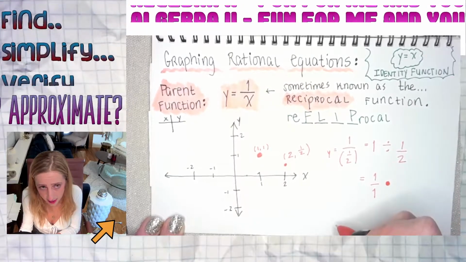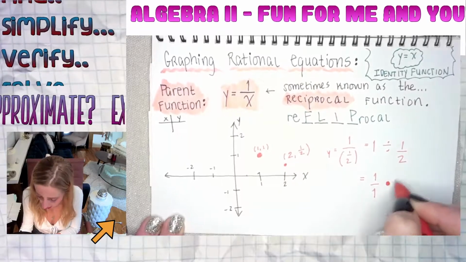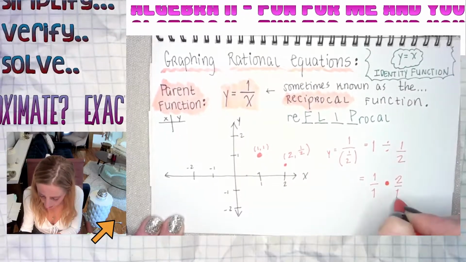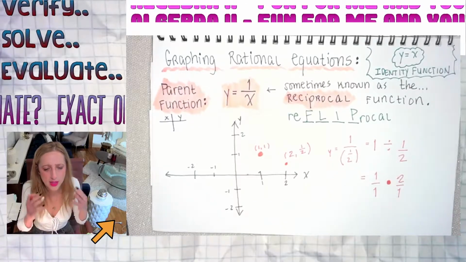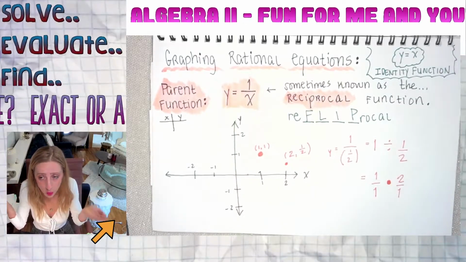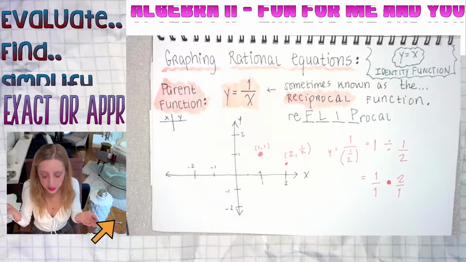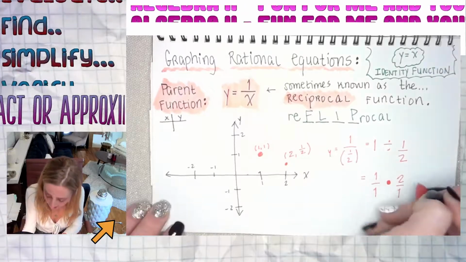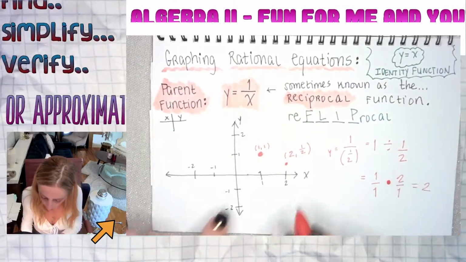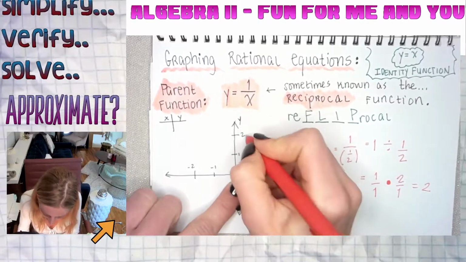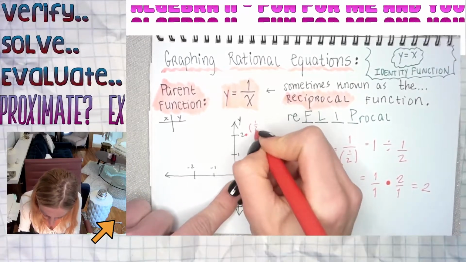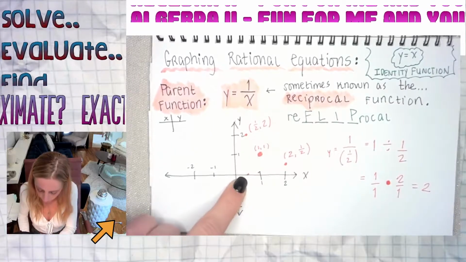What is that? Keep, change, flip. 1 divided by 1/2. How many times does 1/2 go into 1? Twice. Keep, change, flip also gets you 2. So if I plug in 1/2 for x, I get 2 for y. 1/2 comma 2.